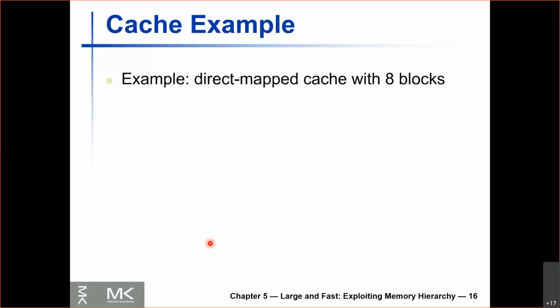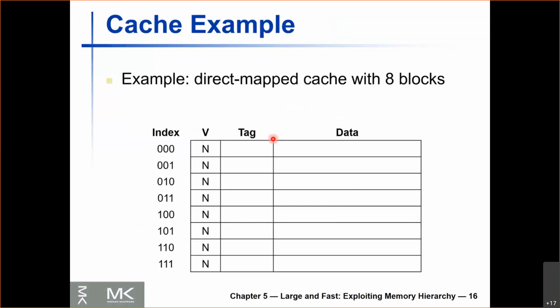Let's say we have a direct map cache with 8 blocks like the one we had before. This direct map cache is going to have the data that we got from the memory, and it's also going to have a tag for that data, and it's going to have a valid bit. Initially, all my valid bits are going to be 0. Here it says N for no, so here N means 0. So when my valid bit is set to 0, that means there's no data in the cache. That's what this N over here means.